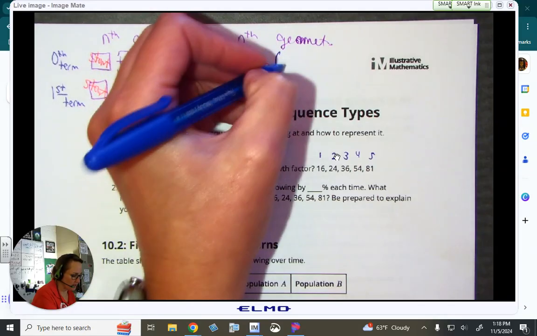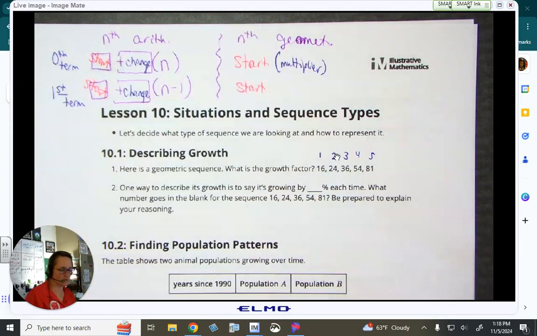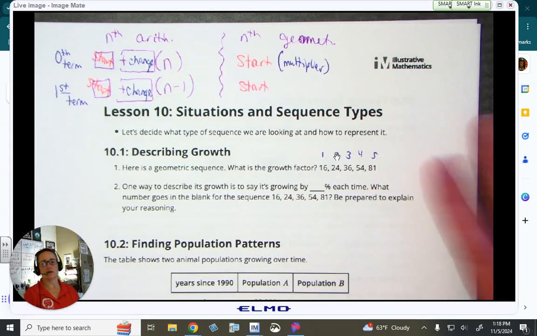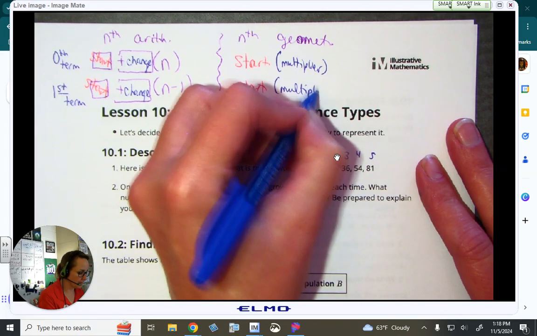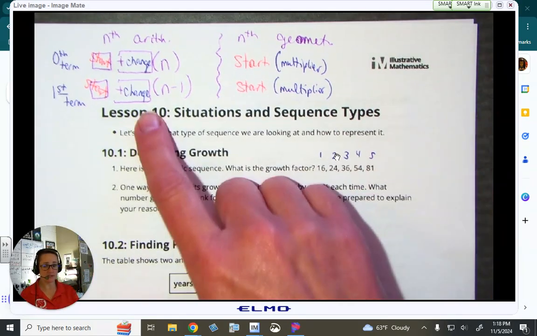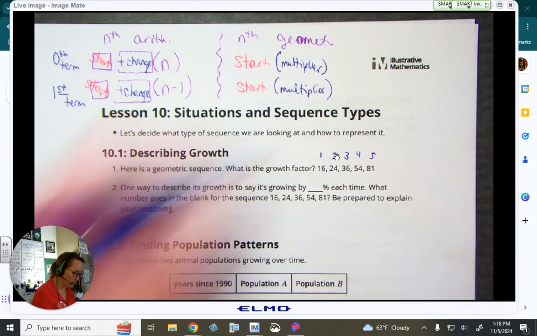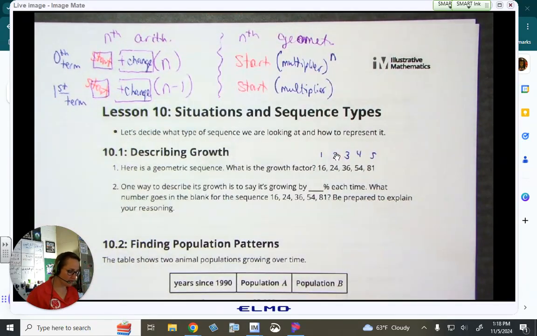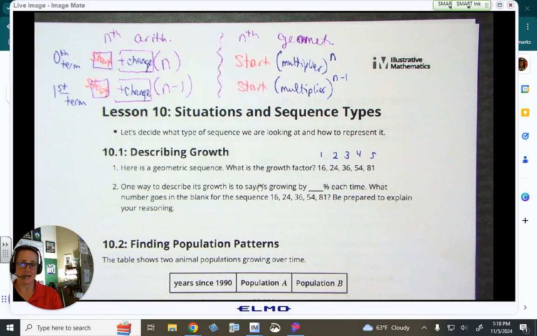However it's changing, this is going to be a multiplier. We've also called that a growth factor. We talked what that might be. So that multiplier that's happening, that's again, how is it changing? And then the same kind of thing. If we're starting with a 0th term, we're going to just have an n for an exponent. And if we start with the first term, we're going to have an n minus 1.